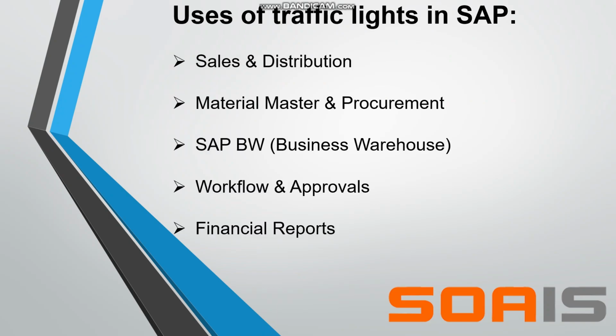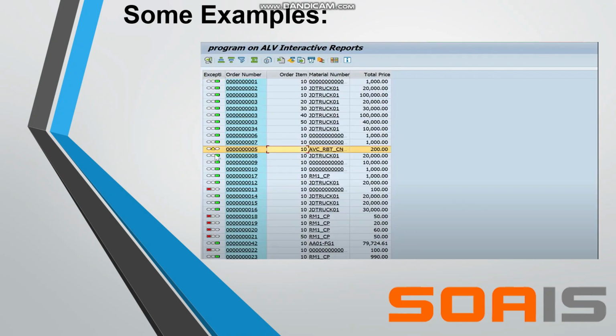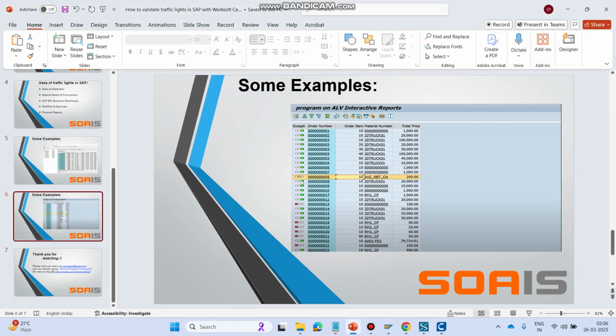Uses of traffic lights in SAP. Traffic lights are used in sales and distribution, material master and procurement, SAP BW (Business Warehouse), workflow and approvals, financial reports and many others. This is an example of the WE02 T code in SAP where you can see the traffic lights for the IDoc numbers. This is another example where you can see the traffic light for ALV reports. Now let's see these in SAP.